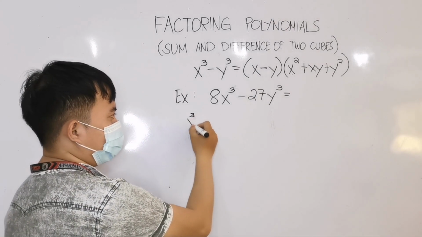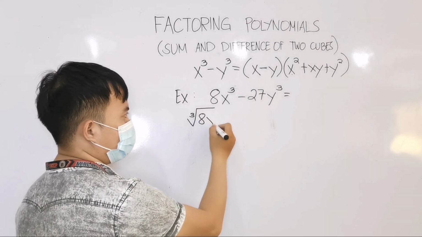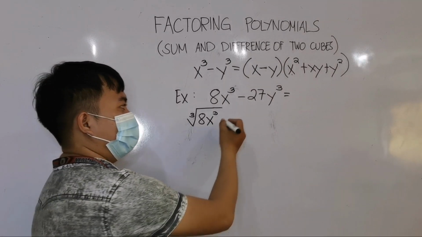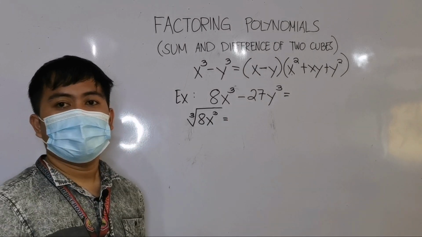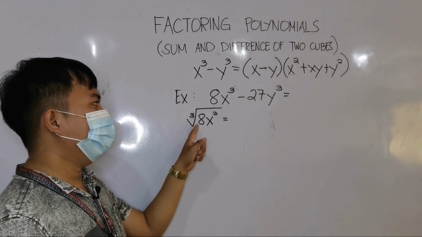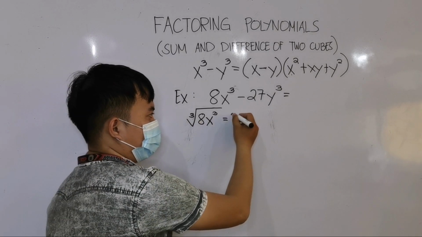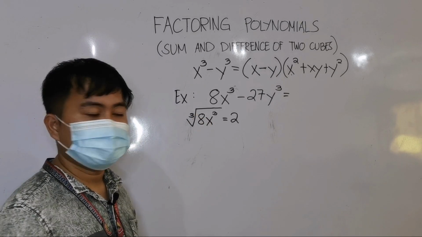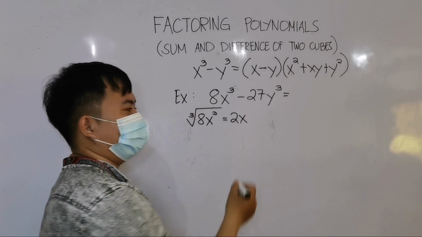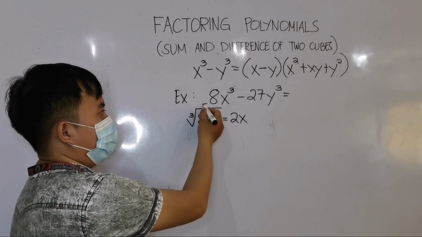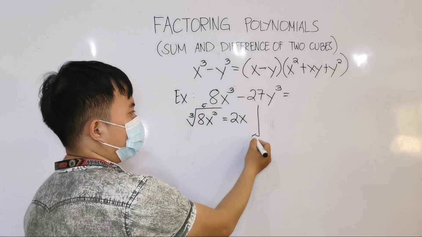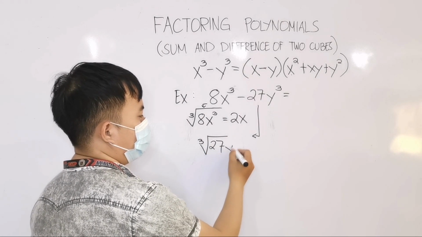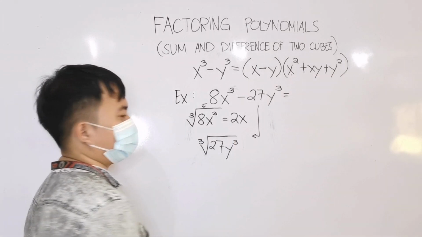What is the cube root of 8x cubed? Isa-isahin po natin. Pwede naman nating i-separate yan. Cube root of 8 is 2. And the cube root of x cubed is x. Correct? Para dito yan. Dito naman, the cube root of 27 y cubed.